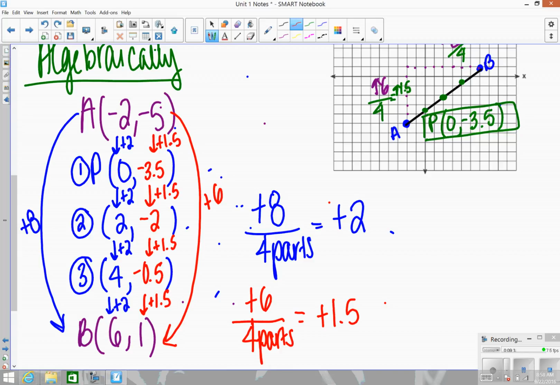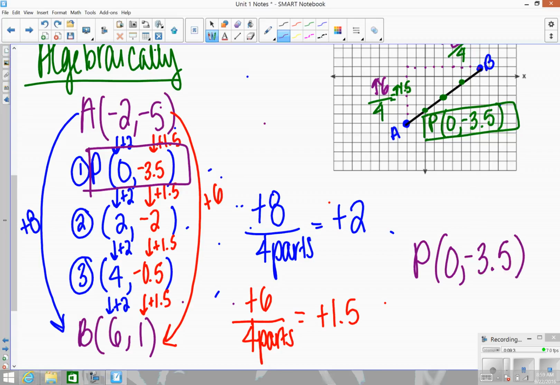Now the answer is going to be the point that they asked for that divided it into a 1 to 3 ratio. So the answer is going to be point P. So you would just want to make sure you state that somewhere. So point P is 0, -3.5. And you can see we got the same answer both times. But like I said, you have to know how to do this algebraically because you're going to see numbers that won't work as nice on a graph.